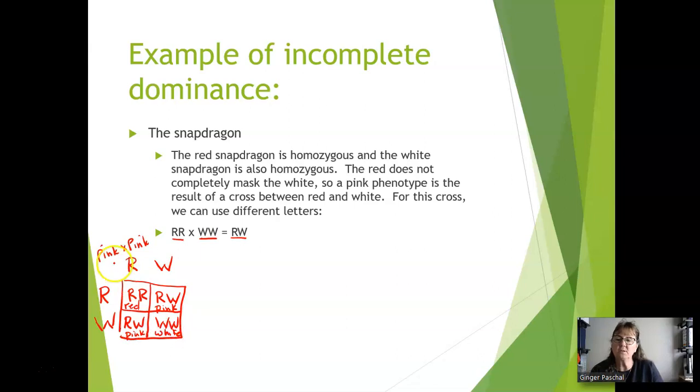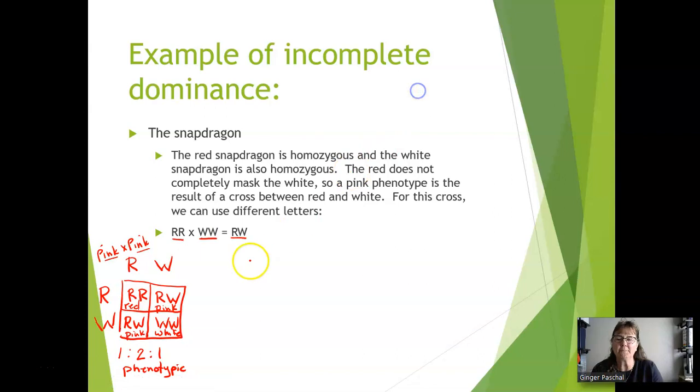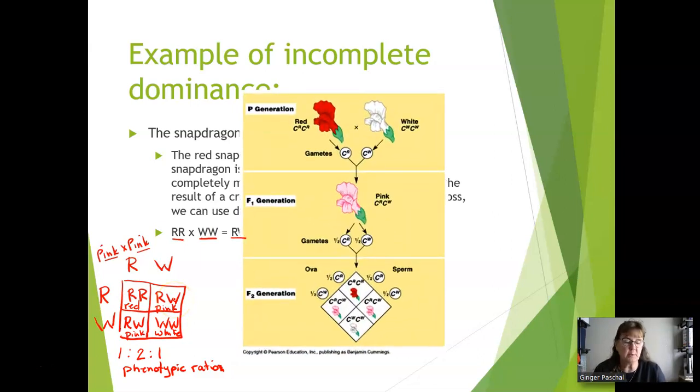So if you cross two pink snapdragons, hoping to get a bunch more pink snapdragons, that's not what you're going to get. You're going to get a 1 to 2 to 1 phenotypic ratio. Sorry about that. Phenotypic ratio. So you can see we have 1 red to 2 pinks to 1 white. So you can see that in this picture here.